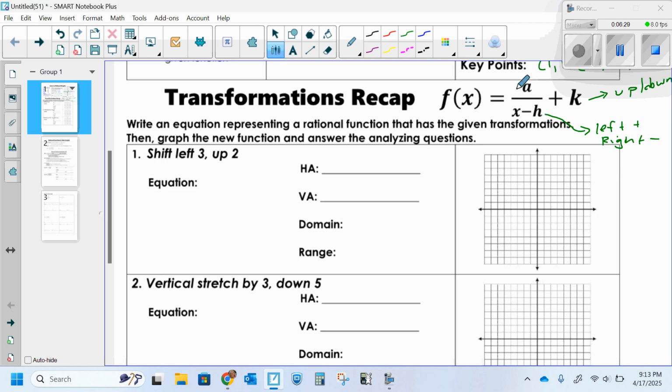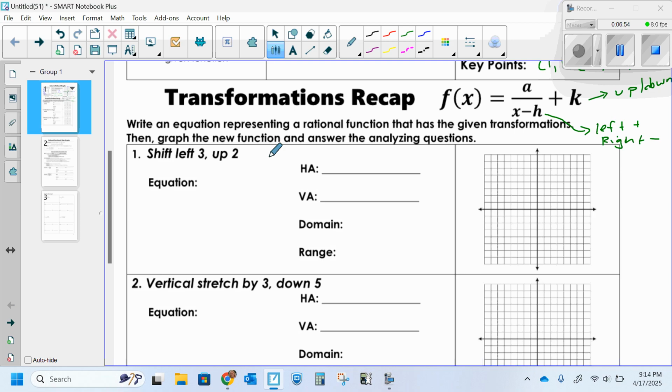A is going to be your vertical stretch or compression. We will not be talking about any horizontal stretches or compressions because honestly, it's the same thing as a vertical. So we're not going to be talking about stretching or compressing the X, just the Y value. So A is your vertical stretch or compression, okay?